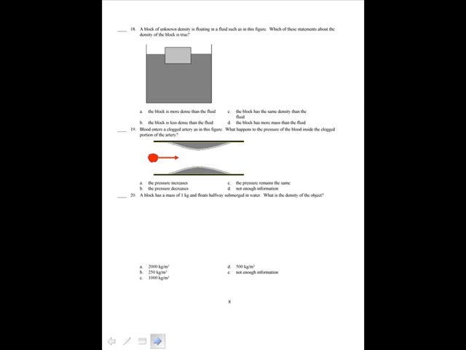A block of unknown density is floating in a fluid, such as in this figure. Which of the statements about the density of the block is true? The block is more dense than the fluid. That's not true. It would sink. It would be like a rock in water. The block is less dense than the fluid, and that is true. That's why it's floating. The block has the same density as the fluid. That's not true. If that was the case, it would just sort of lay there. And the block has more mass than the fluid. That might be true, but we don't know it to be true. Alright, B.